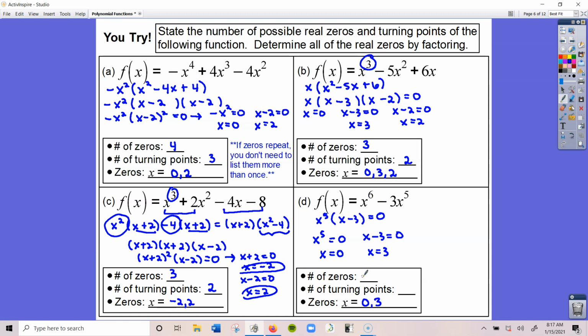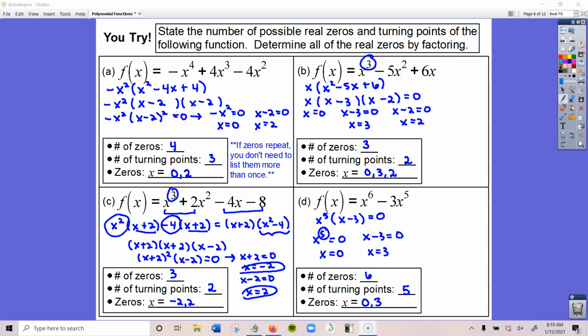But based on the equation, we should have 6. That means that we would have 5 turning points. And technically, we do have 6 zeros, because at x is equal to 0, it's going to repeat 5 times. So we have 0 5 times, and then the 3 giving me a total of 6 zeros.